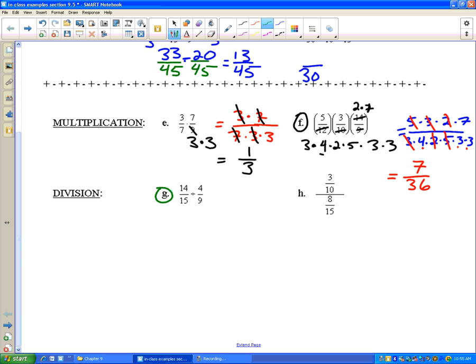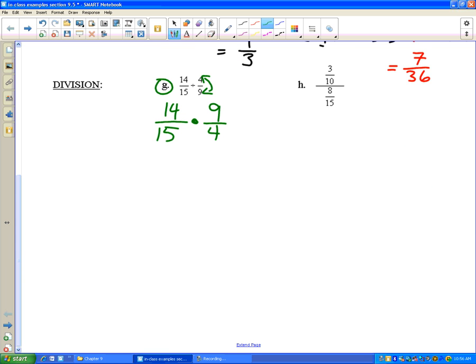Letter G, remember division. I'm going to do these problems the same way I did letter E, but whenever I divide, I need to remember that I actually want to rewrite that as a multiplication problem. Dividing by a fraction is the same as multiplying by its reciprocal. The reciprocal of 4/9 is 9/4. You want to flip that fraction.